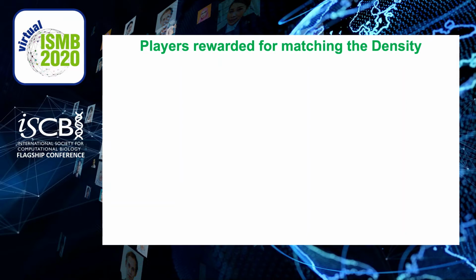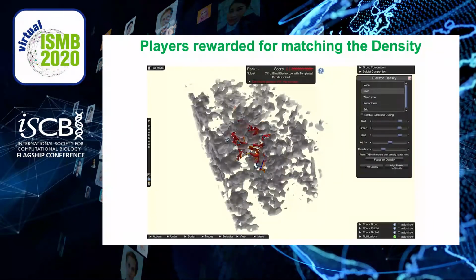The breakthrough was when we rewarded the players for matching the density by putting that into the Foldit score. Of course, it sounds so obvious now. It turned out this was the crucial element that we had been missing, ensuring that players are incentivized for fitting the experimental data. Suddenly, Foldit players were successfully fitting even ridiculously large densities. Personally, I can't see anything in there.